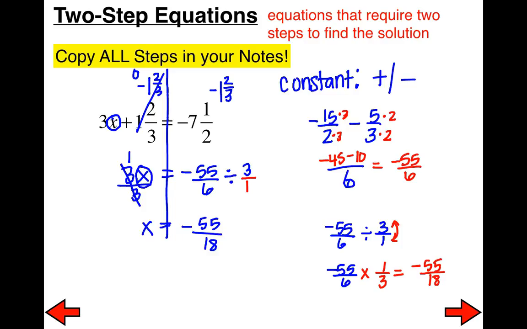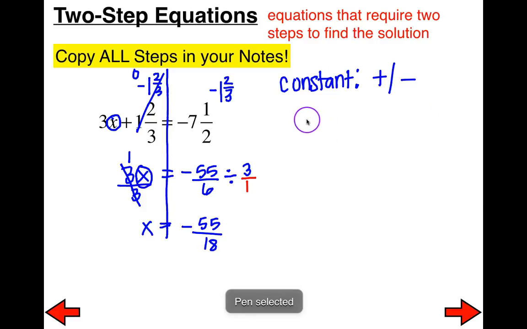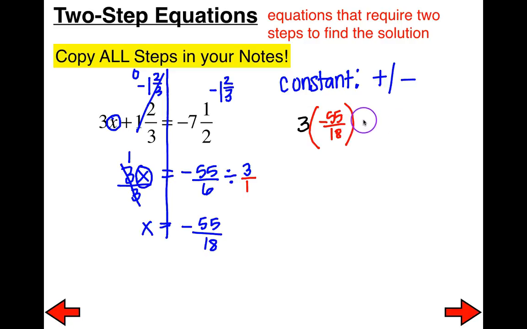Now, on your homework, I am going to be expecting you to check your answers, so I'm going to go ahead and demonstrate how I would set that up, but I'm not going to show you all the steps. But let's take a look. First things first, you're going to write down your equation. So I'm going to write 3, but instead of an x, I'm going to go ahead and plug in my value, which is negative 55 over 18. Then I'm going to continue to write the problem down, plus 1 and 2/3 equals negative 7.5.